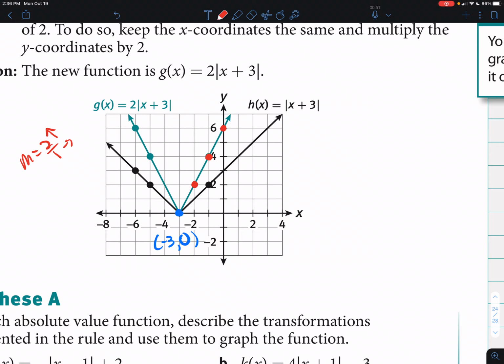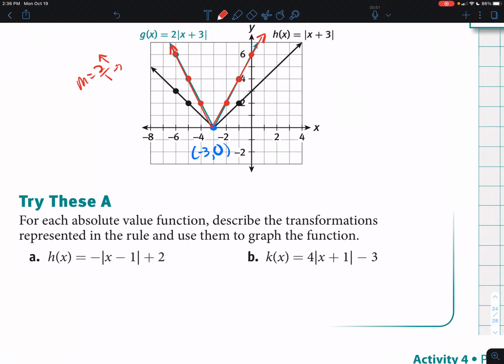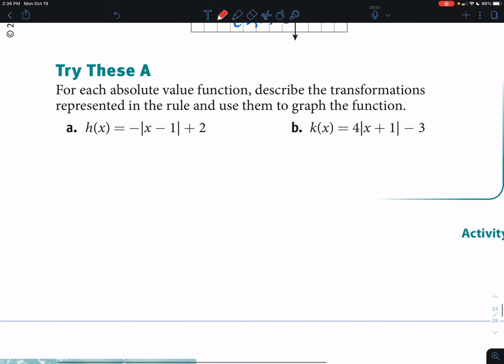And then to get the other side, we'll go up 2, left 1, up 2, left 1. And that's g of x. I feel like this is the simplest way to do it. I really feel like the book does a pretty good job of over-explaining these. So let's take a look.